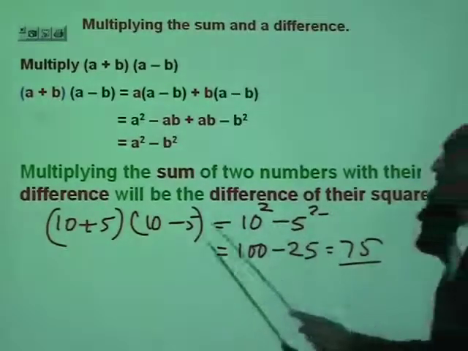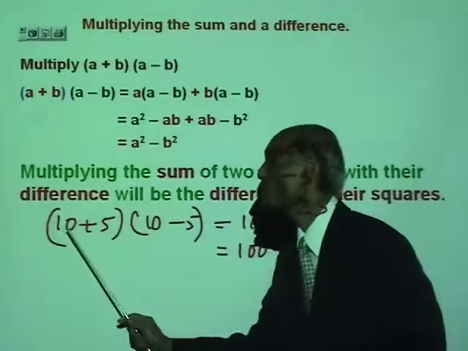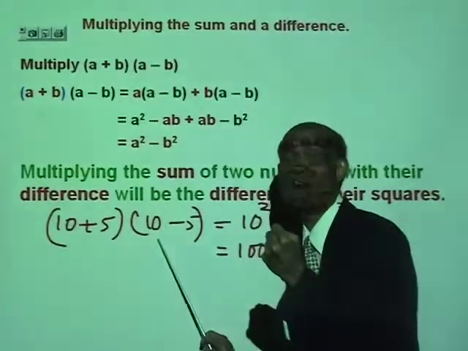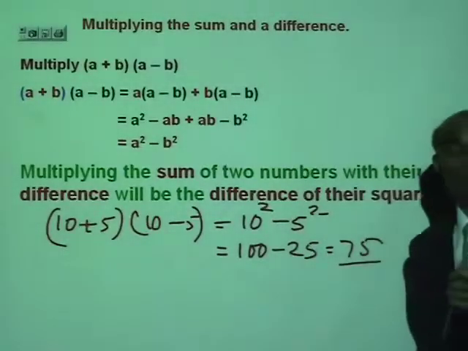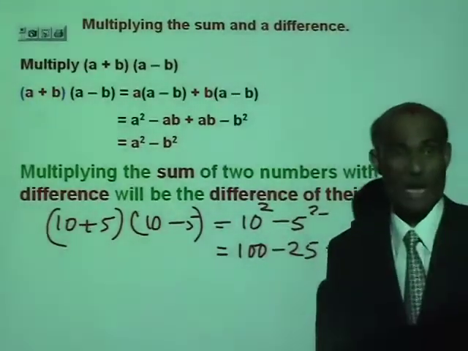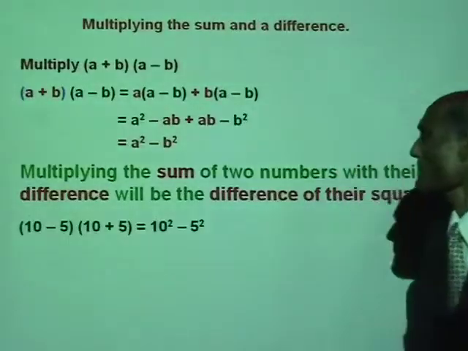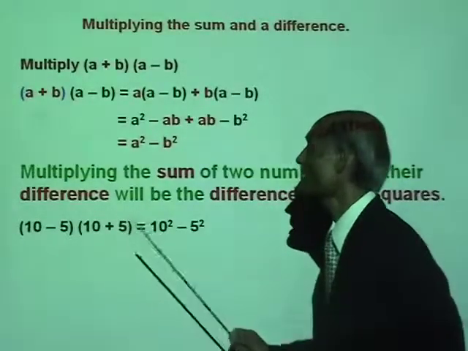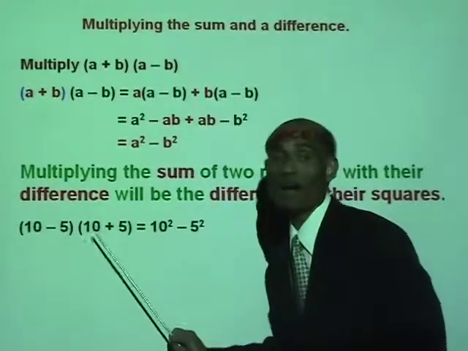See? 10 plus 5 multiplied by 10 minus 5. Well, you know 10 plus 5 is 15. 10 minus 5 is 5. 15 times 5 is 75. Is that right? Okay, let's practice with more examples. Yes. 10 minus 5 times 10 plus 5 is 10 squared minus 5 squared.